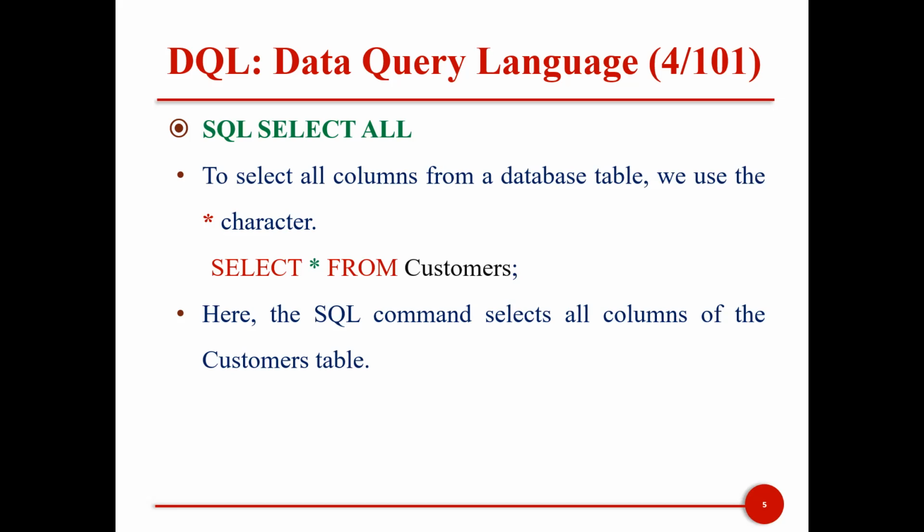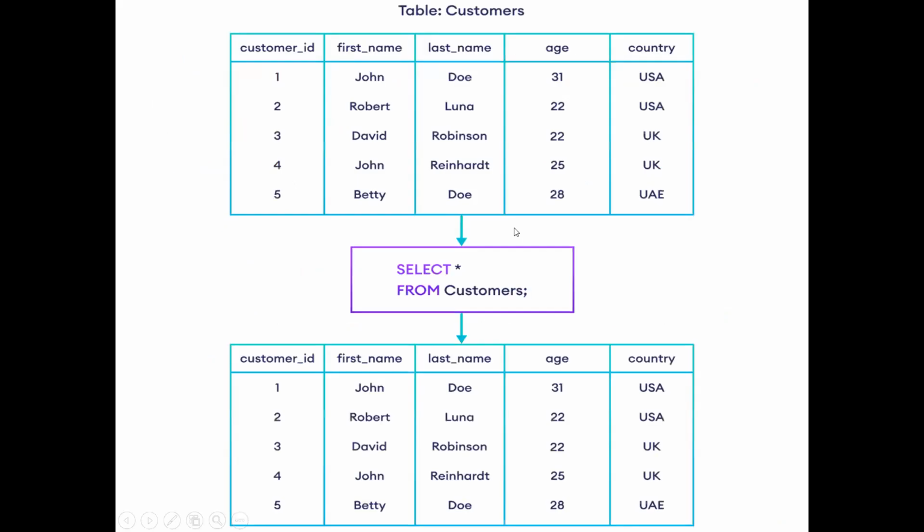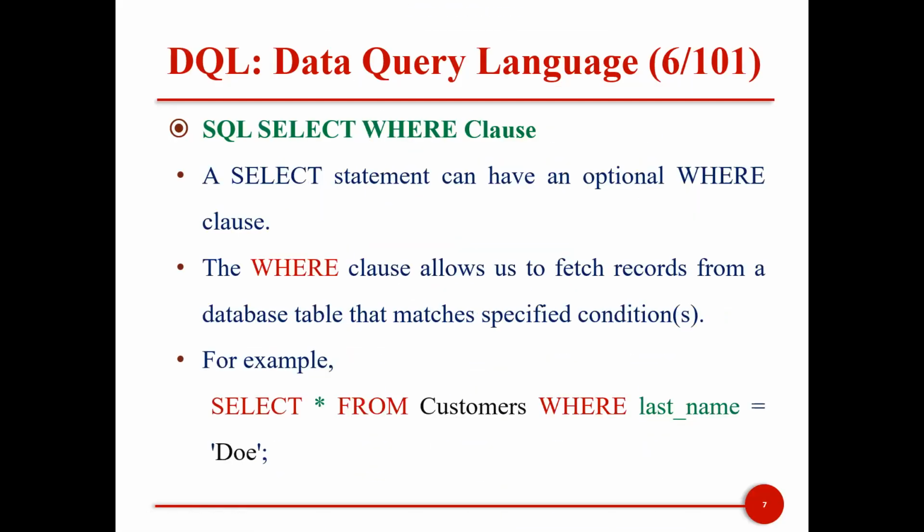Then from there, we have the where clause. This is where, if you want to filter the data from the tables, you want to pick a particular record from the tables, that's where you're going to use the where clause.